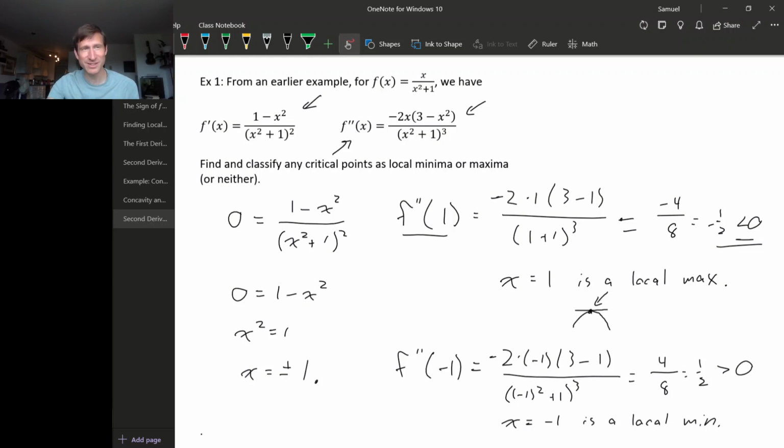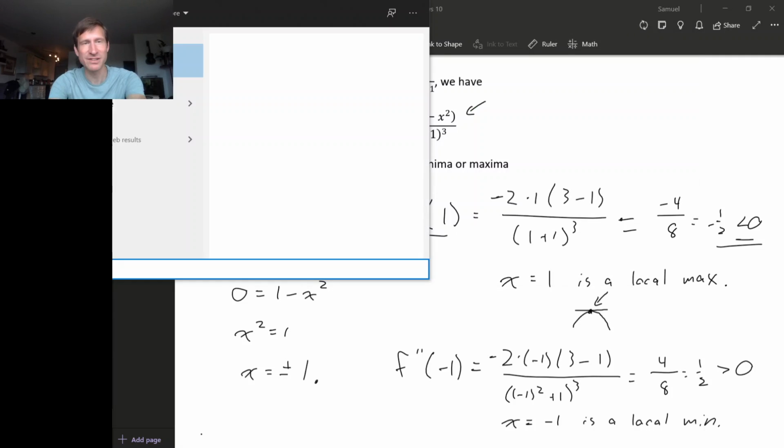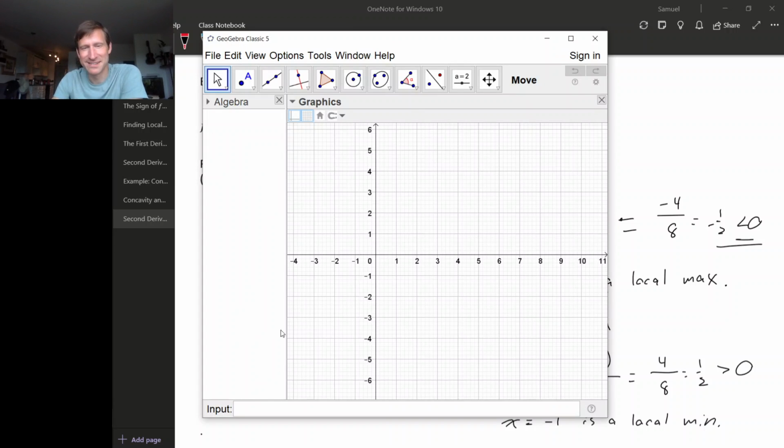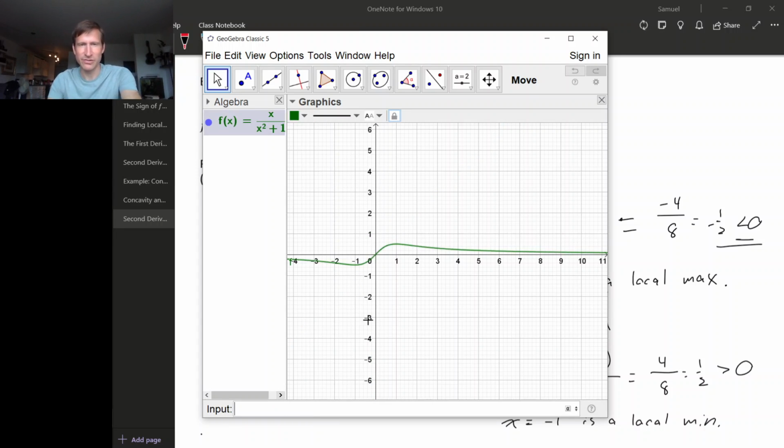Now just to make sure that this actually is the case, let's graph this function. We have looked at the graph of this in a previous example, but we didn't really look at the concavity of this function. We didn't really look at where the local mins and local maxes were. So this was f of x equals x over x squared plus 1, I think. Okay, so there's the graph.